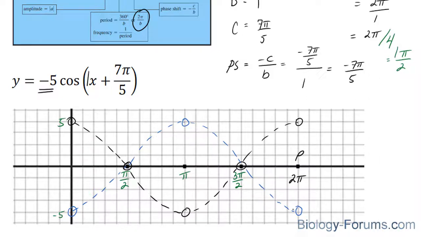The last thing that you have to apply is the phase shift. The phase shift tells us how much each one of these major points will shift. In our case, the phase shift is negative. Since the phase shift is negative, that tells us the direction. That means that every one of these points will shift to the left by this amount. So, how do we do this? First of all, let's find out what that is equal to.